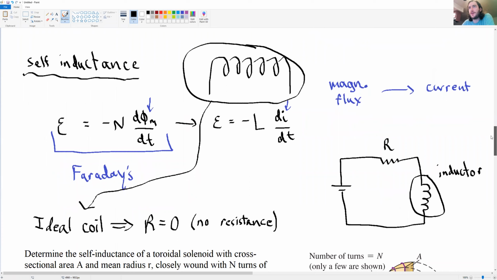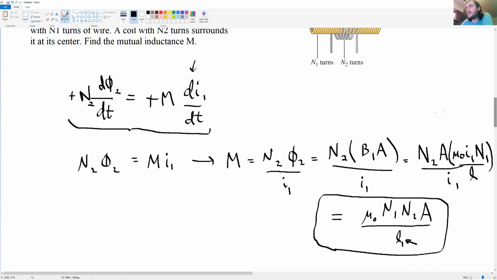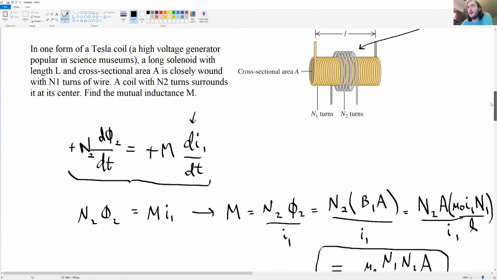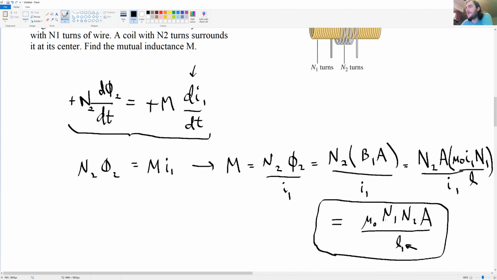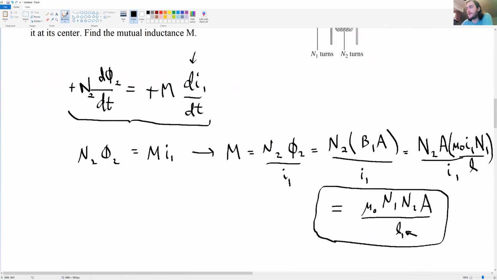Okay, so those of you who are watching on YouTube, I forgot to resume the recording. We figured out the answer quickly to this question for the Tesla coil, and we got mu0 n1 n2 A over the length of solenoid 1. So I actually added a subscript here, L1. So double check with what you got.